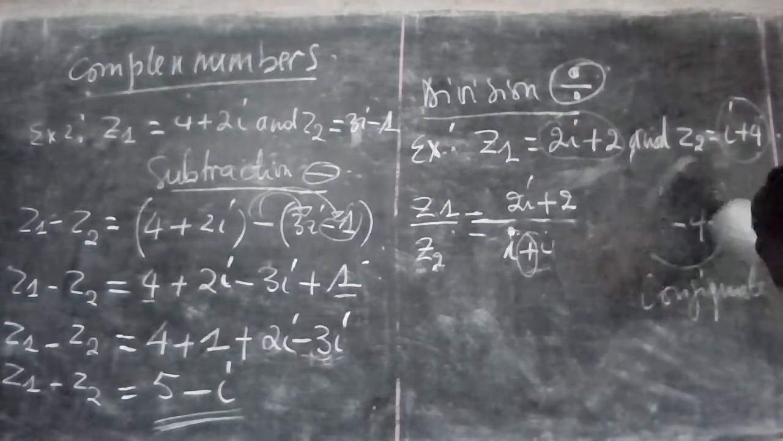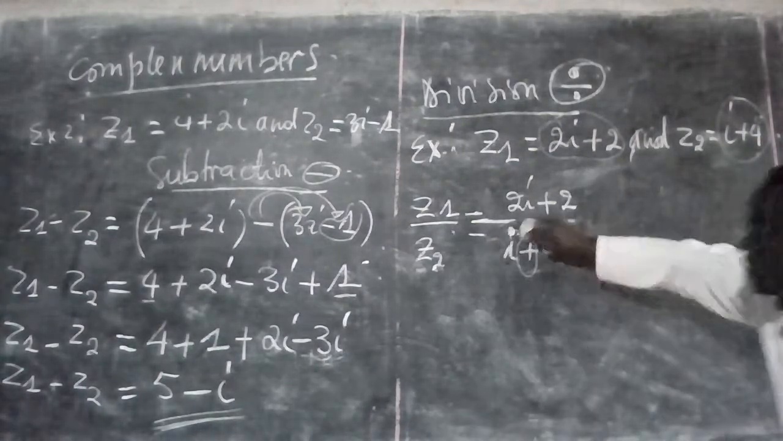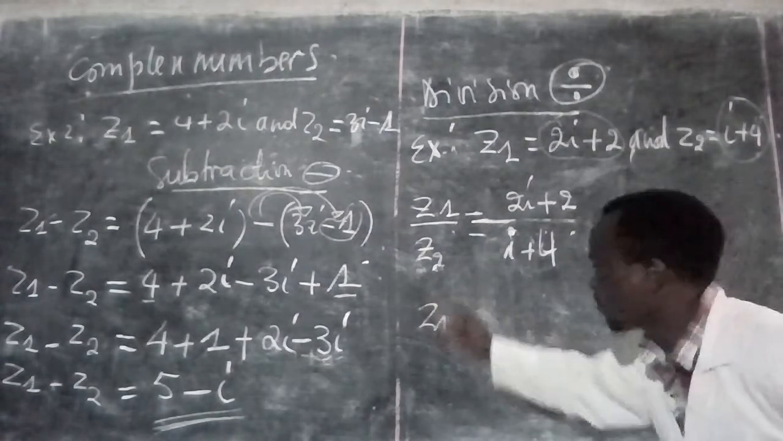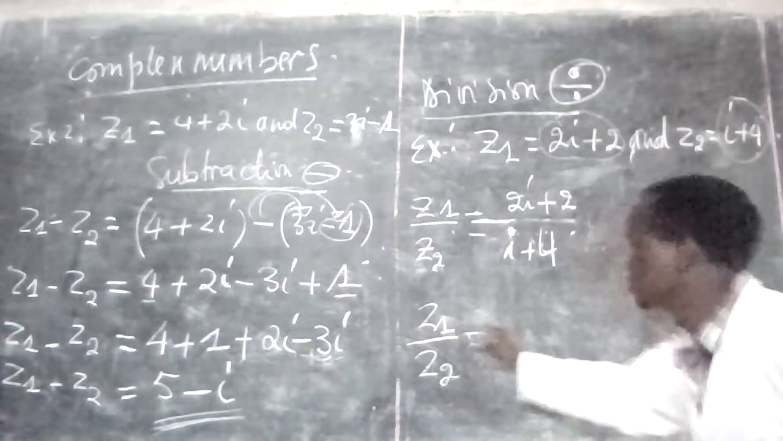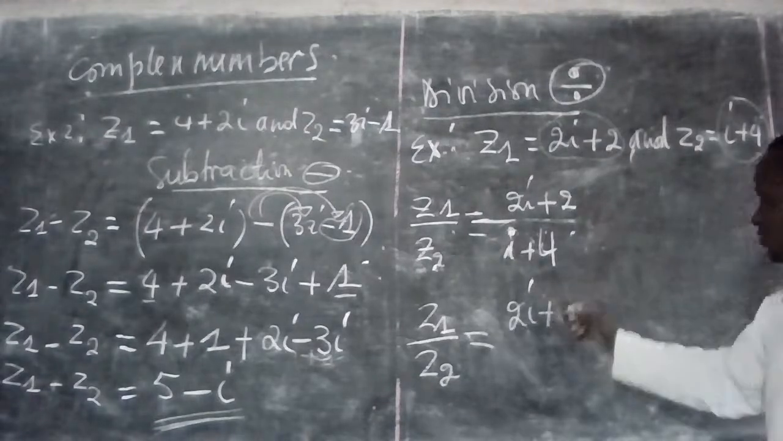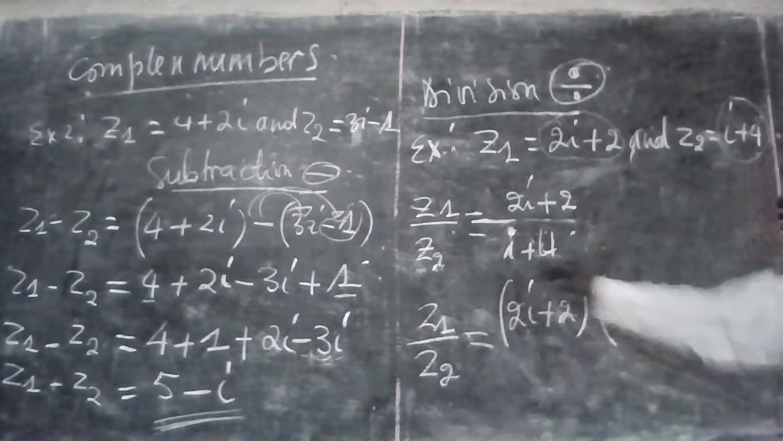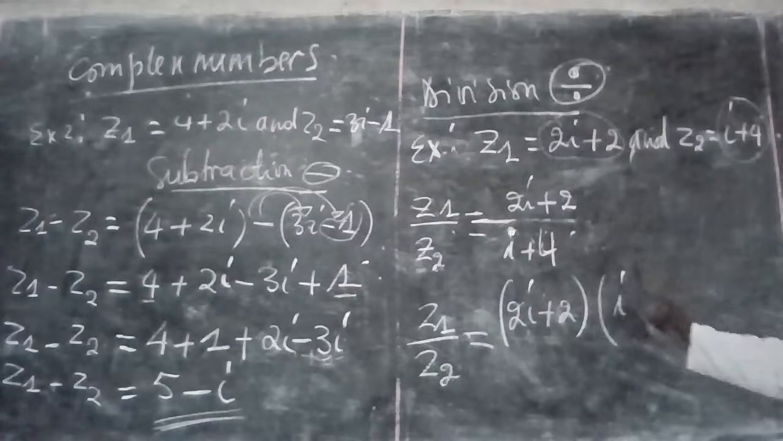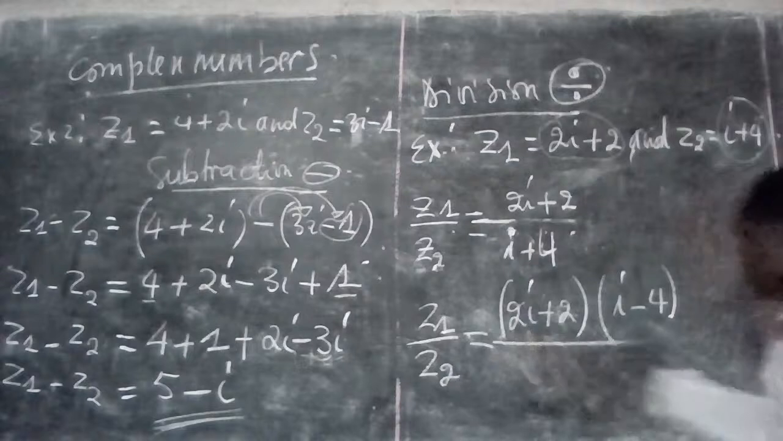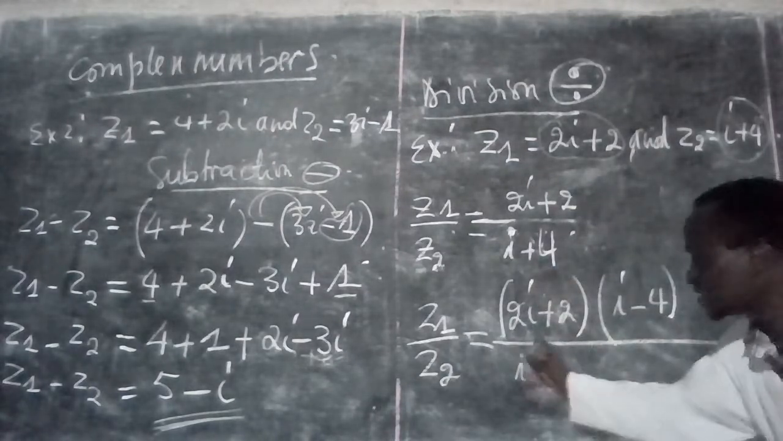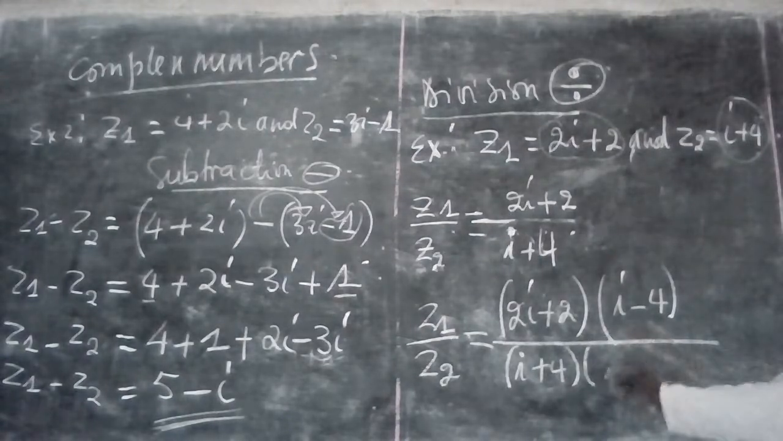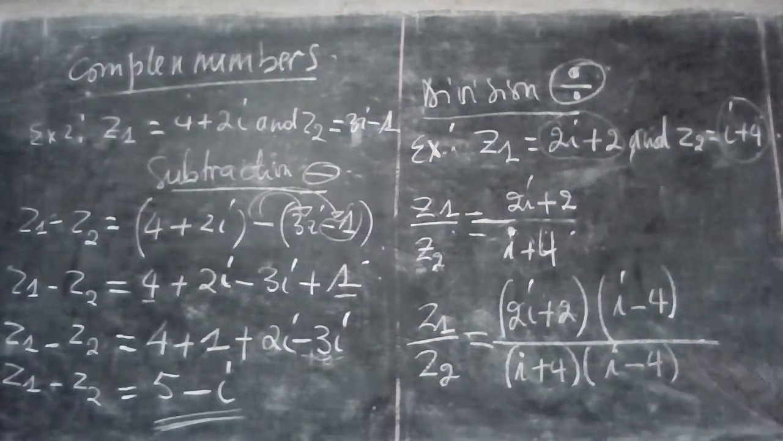Now let us continue. Now it is Z1 over Z2, which is 2i plus 2, times the conjugate of this one, i minus 4, over i plus 4 times its conjugate, which is i minus 4.